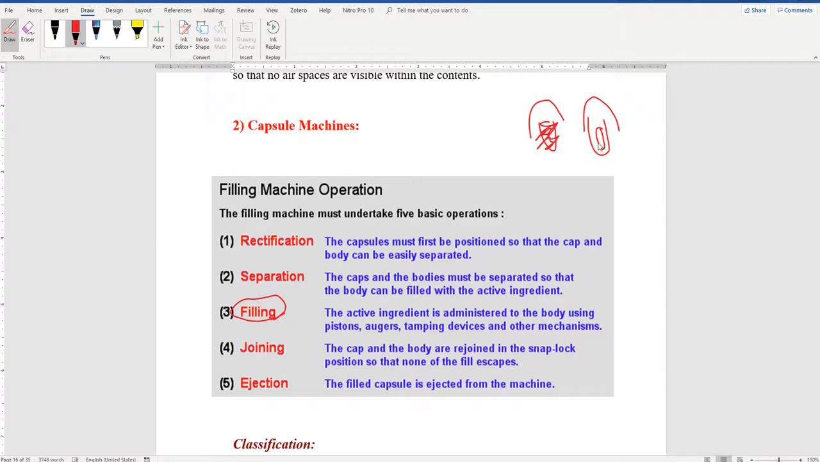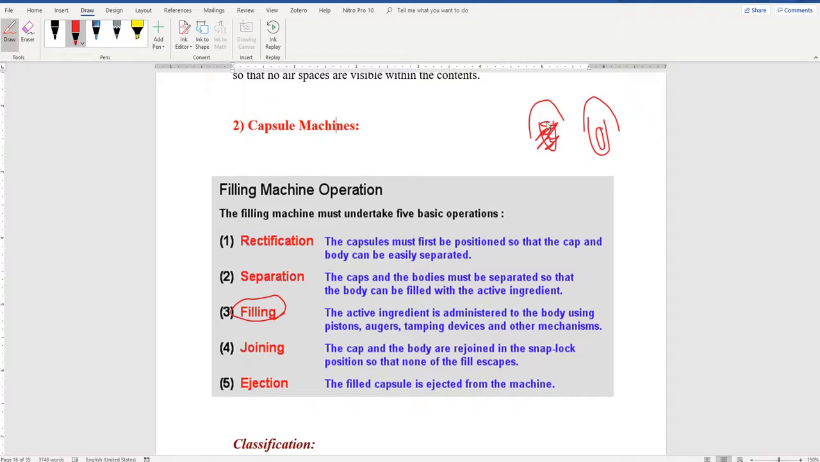Okay? So, we have two ways. Either fill the whole body or you can fill part of the body using plugs. In industry, more commonly they use this method, forming plugs, in large factories. Okay? This is more common, forming the plugs.